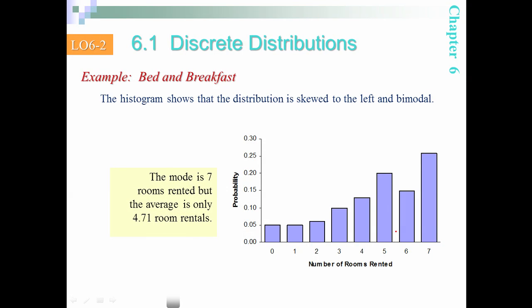The mode is 7. That's the one that happens most often. But the average value is 4.71, and the standard deviation is 2.06, and that tells us something about the variation around the average value of mu.